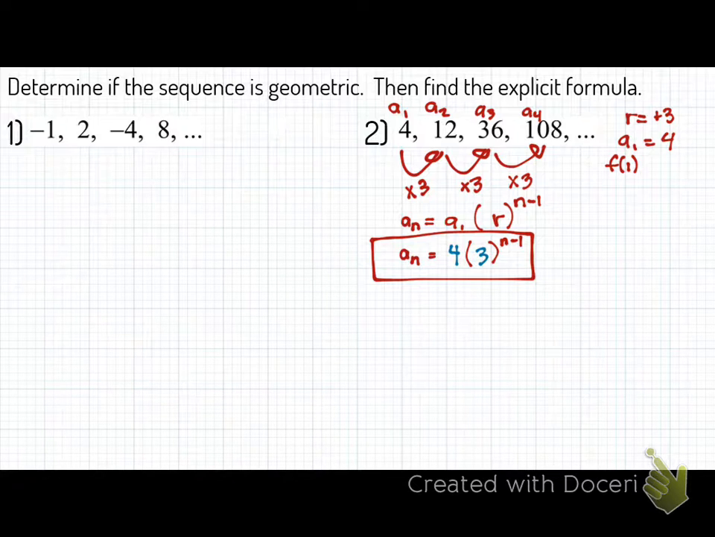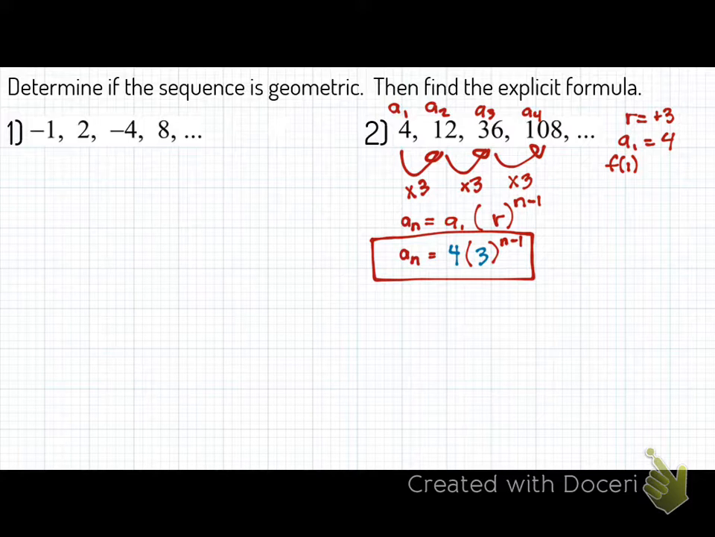So, let's say we were trying to find the fifth. I know that Jonathan already did it quickly in his head. So, let's put in 5. What's 5 minus 1? 3 to the fourth, which is 3 times 3 times 3 times 3. 81. 81 times 4? 324. Okay? Does that make sense? So this is like a rule, okay? All right, let's keep going.